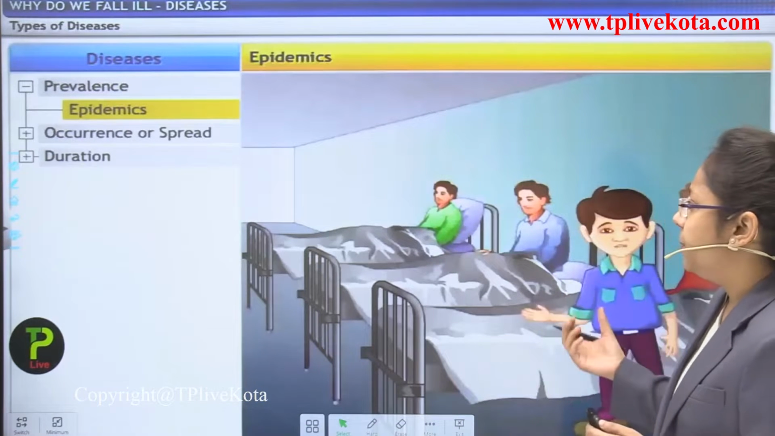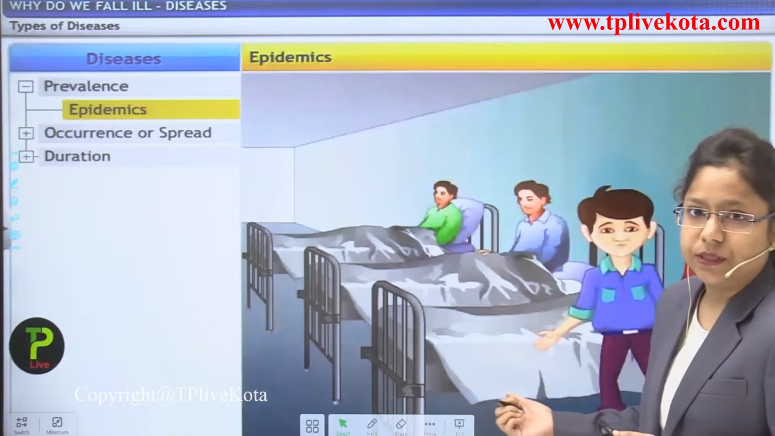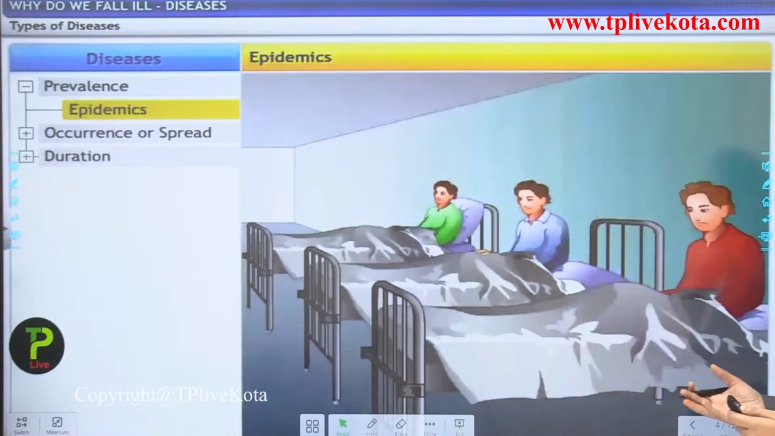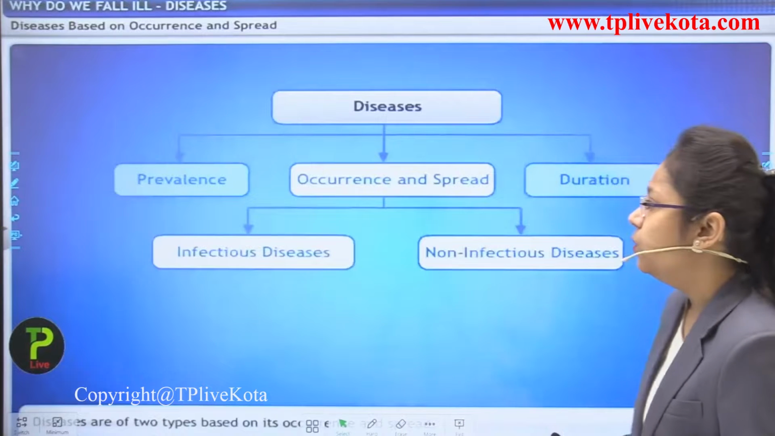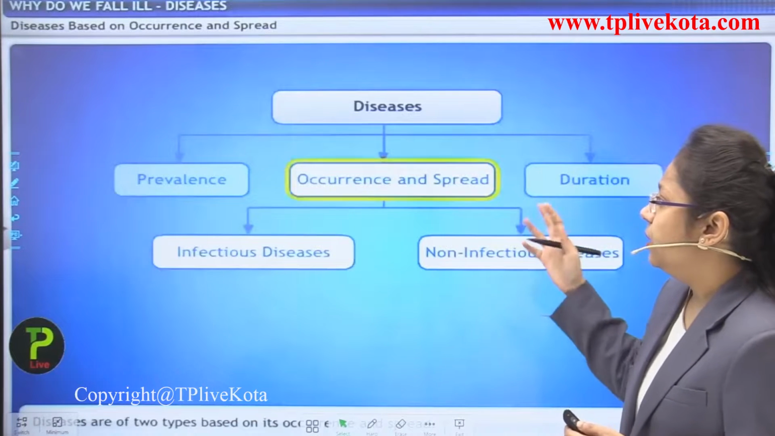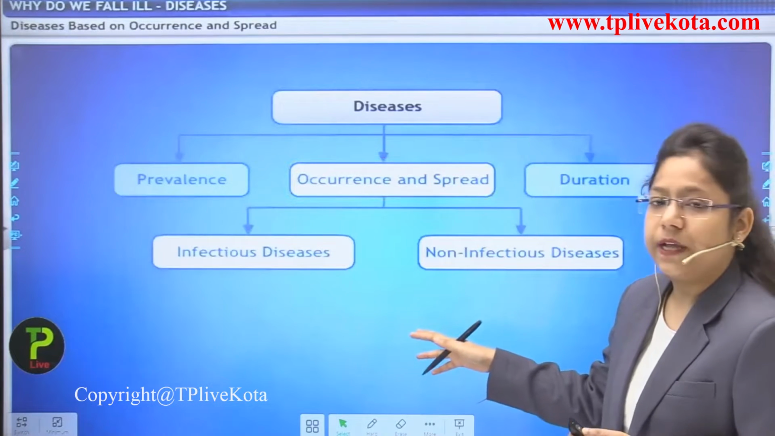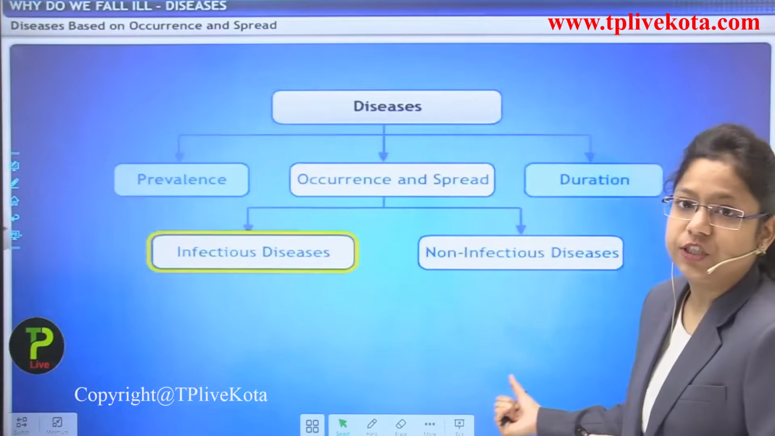Okay, it has spread from one person to another person's body. Okay, so why has it spread? Through mouth contact. Okay, through coughing, sneezing. Now you can see here that on the occurrence and spread, it is of two types. Firstly, infectious and non-infectious diseases.